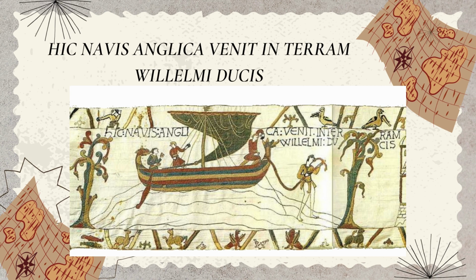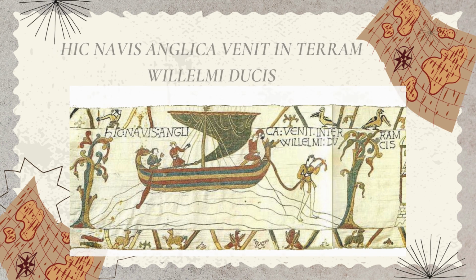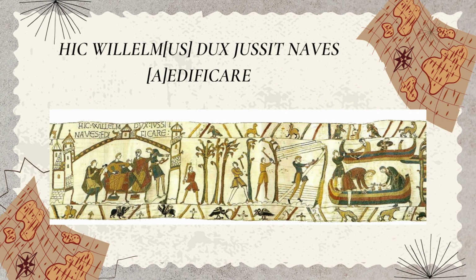So an English ship came to the lands of Duke William, right? William is hanging out in Normandy, and now you have the ship coming from England, basically to deliver a message. You can see the ship depicted here. Then you have "Hic Wilhelmus dux iusit naves aedificare." You can see the tituli is off on the left-hand side of this image. You can see Duke William sitting there talking.